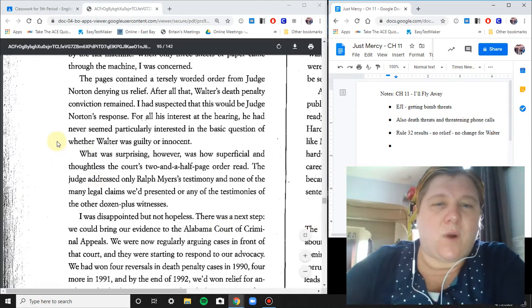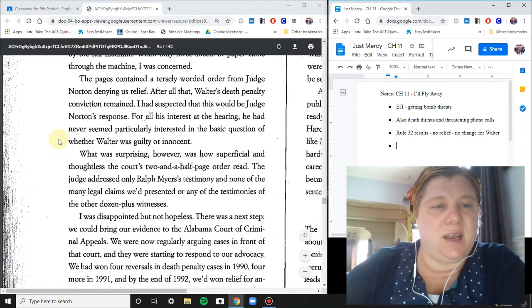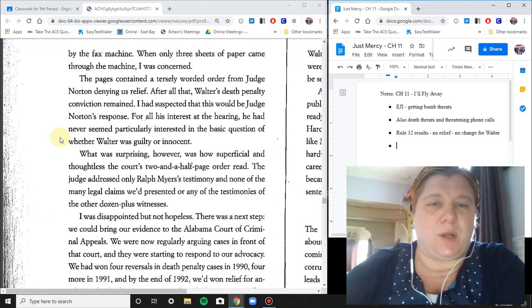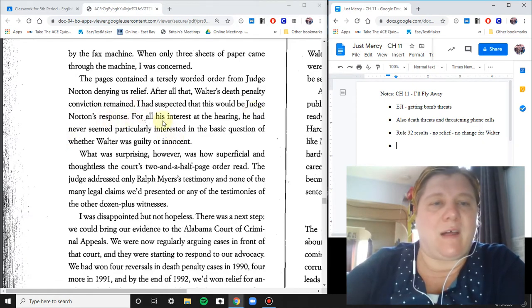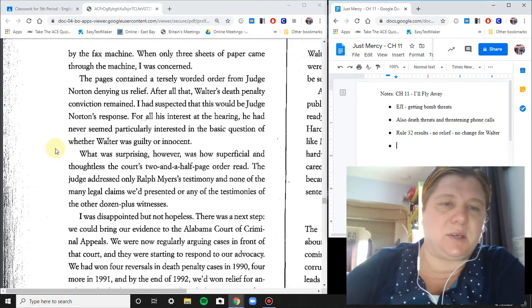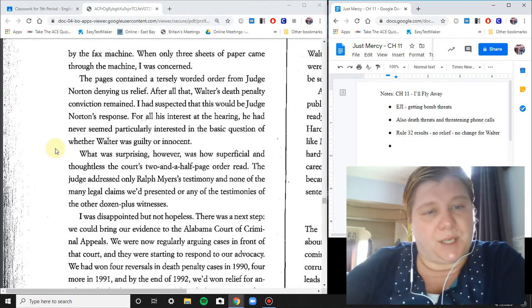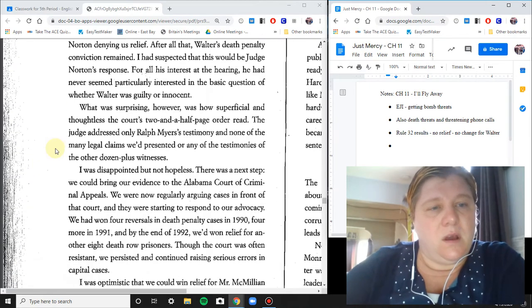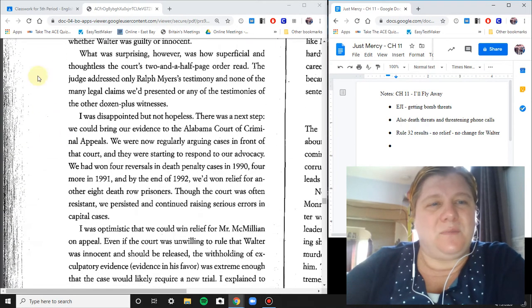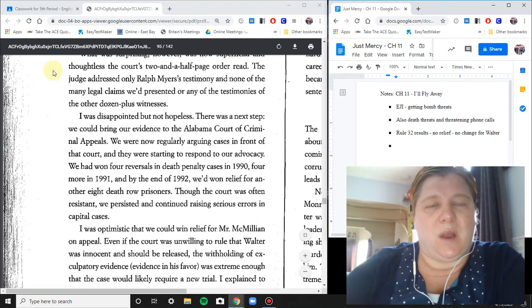For all his interest at the hearing, he had never seemed particularly interested in the basic question of whether Walter was guilty or innocent. Oh, he said, "I had expected this would be Judge Norton's response." What was surprising, however, was how superficial and thoughtless the court's 2.5-page order read.